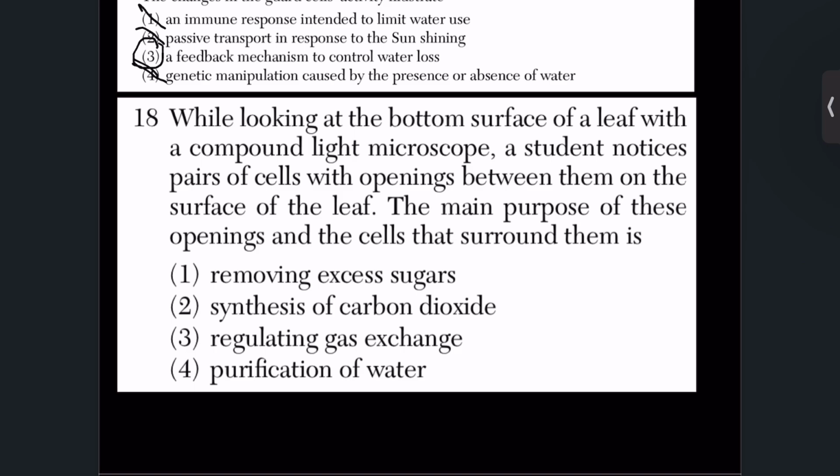One is removing excess sugars, which is not the function of the stomata. Number 2 is synthesis of carbon dioxide, which does not occur there. Carbon dioxide is used for photosynthesis. Number 3 is regulating gas exchange, which we know is the answer because it controls CO2 entering the leaf and O2 leaving the leaf. And finally is purification of water, which just is not done at the stomata. So number 3 would be our best answer here.